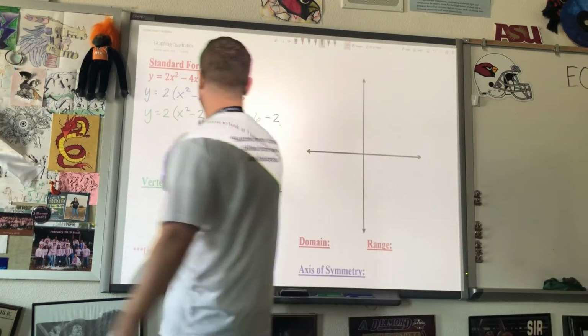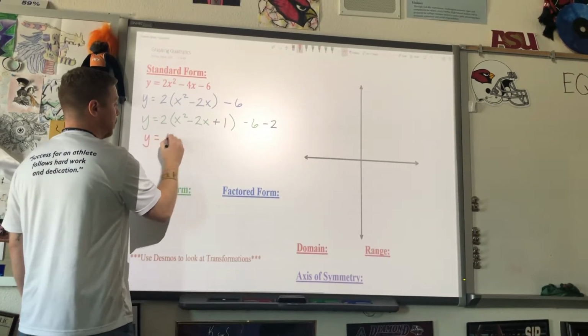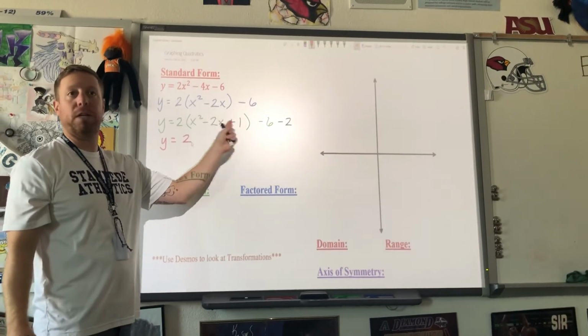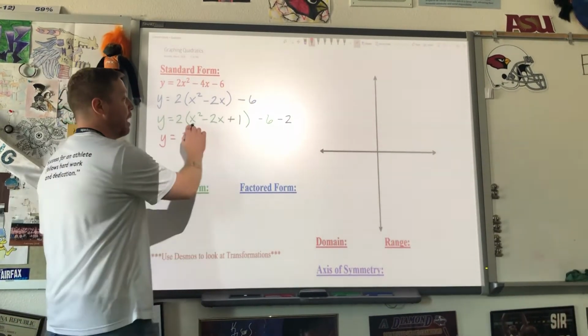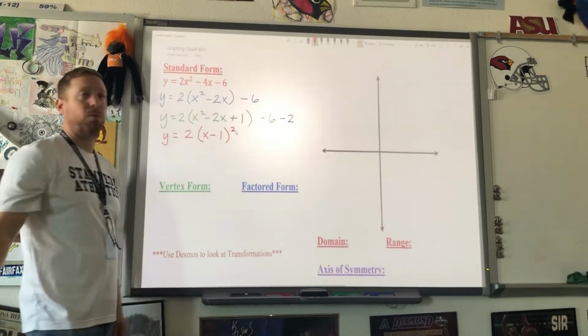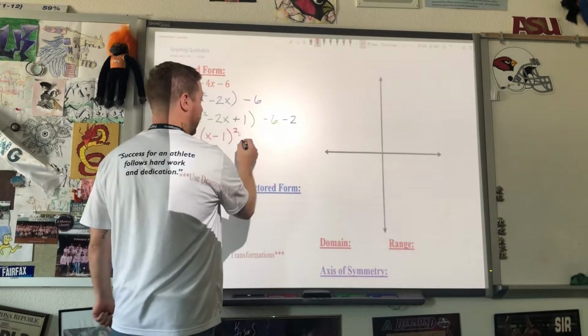I didn't break the law. I can now clean this up and make this look a lot nicer. I've got y equals 2. This factors beautifully. People that were absent yesterday, you're going to have to watch the video to see more about this. But if I factored this, I get x minus 1 times x minus 1, which is x minus 1 squared. Okay, negative 6 and negative 2 is negative 8.